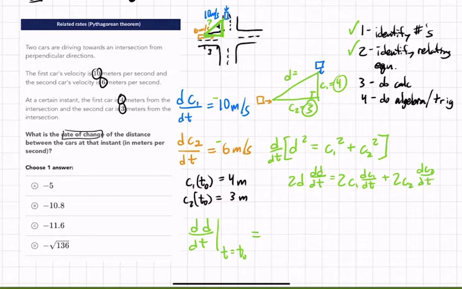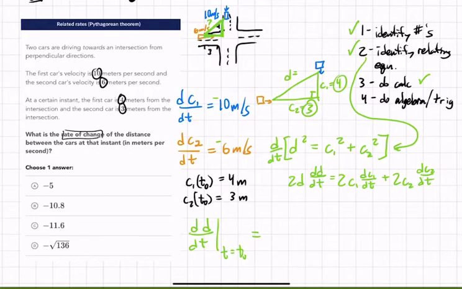Okay, so we identified the relating equation. We just did our calculus. That's this part right here. Calculus is done. Sweet. Now we have to do algebra and trig.